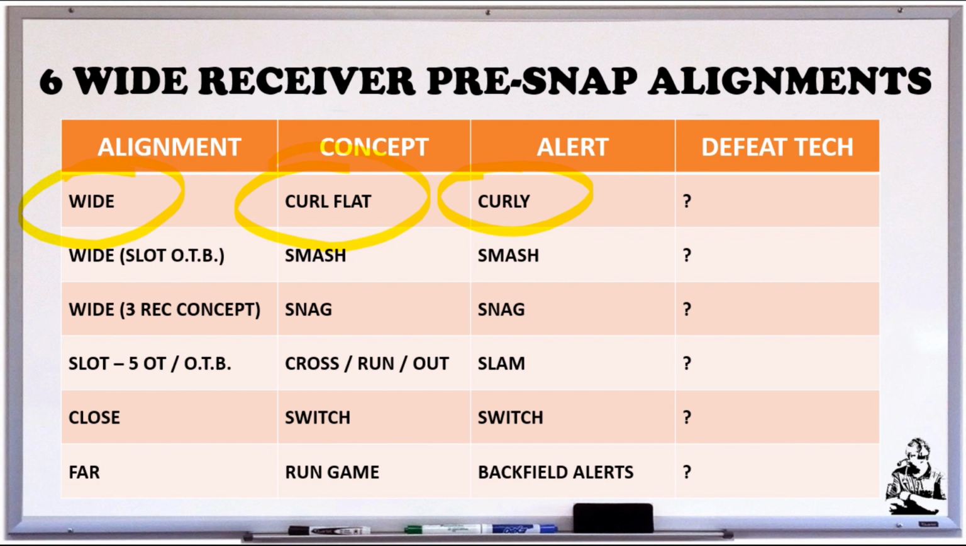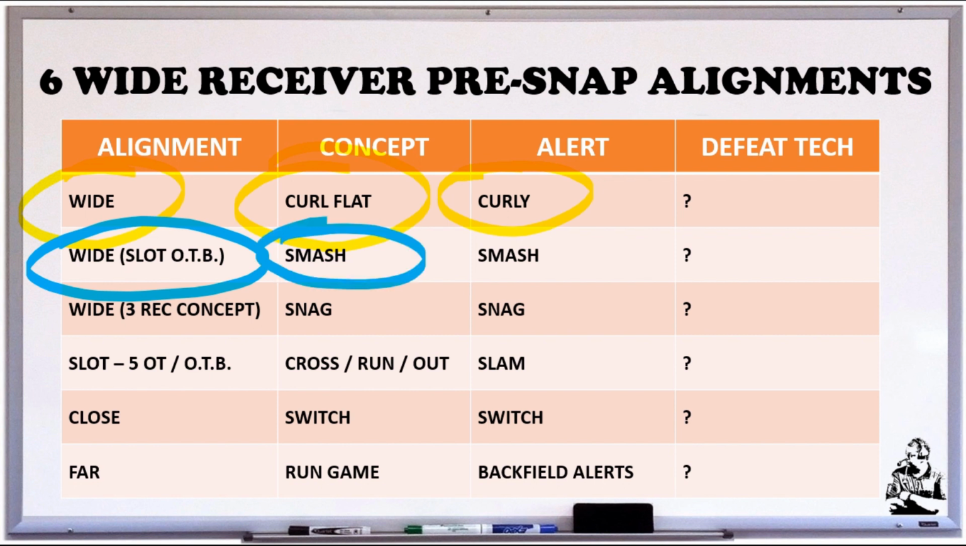In the second one, I'm going to change the pen color here because I don't want to mix them up. We're talking about wide if the slot is on the ball. So it's the same look as the very first one. The difference is the number 1 is off the ball. The number 2 is now on the ball. OTB stands for on the ball. So the slot is on the ball. We're anticipating a smash concept. And we'll talk about the smash concept when we go to the next clip.